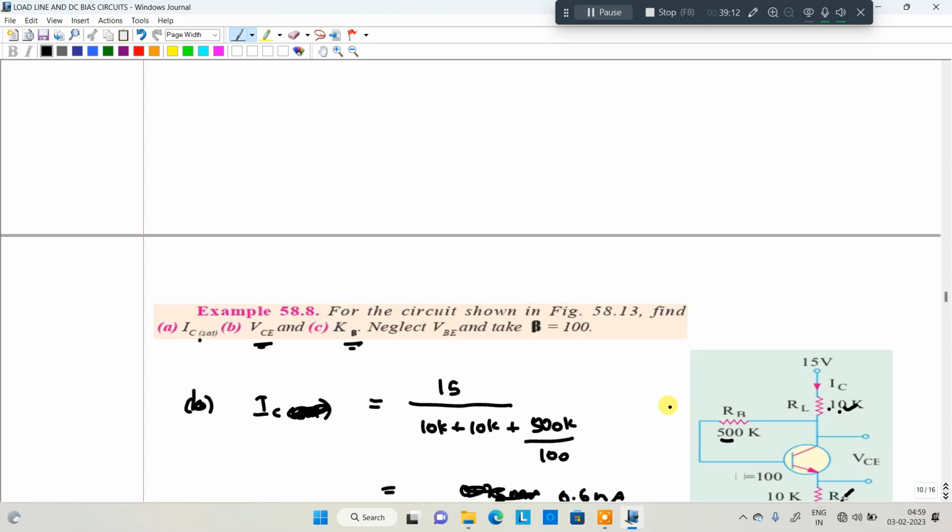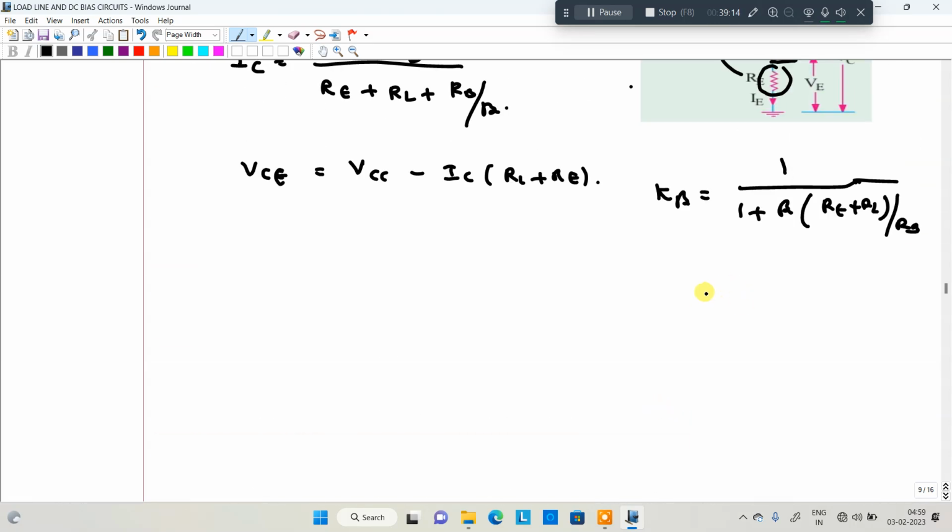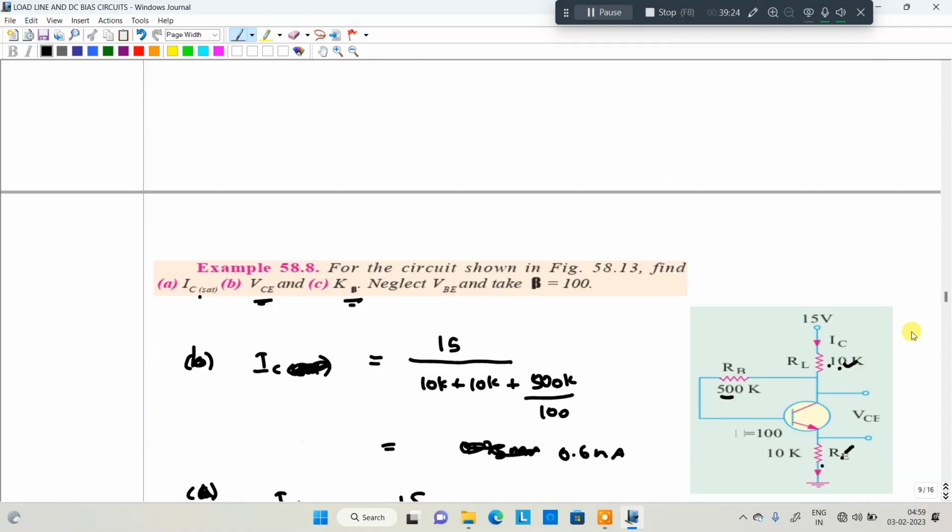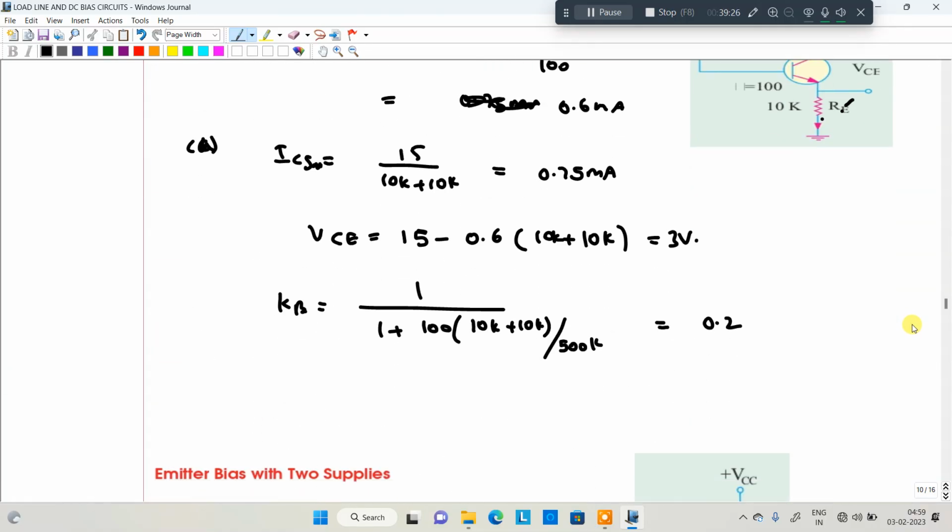For K beta, there is another formula, which I mentioned previously: 1 minus IC by IC sat. You can use that formula also. You will get the same thing. Just verify that. In case of examination, if you forgot the particular formula, we can use that. 1 minus IC over IC sat, that is 0.6 over 0.75, you will get 0.2. You can also remember that this formula is applicable for all 4 biasing techniques.